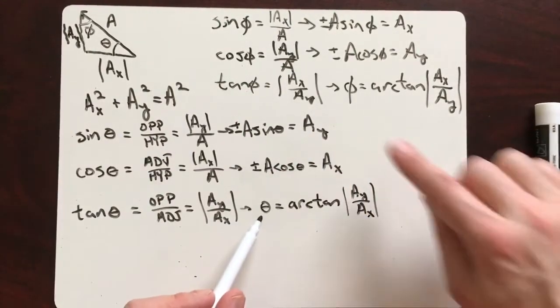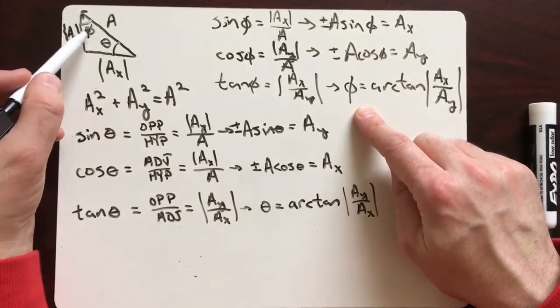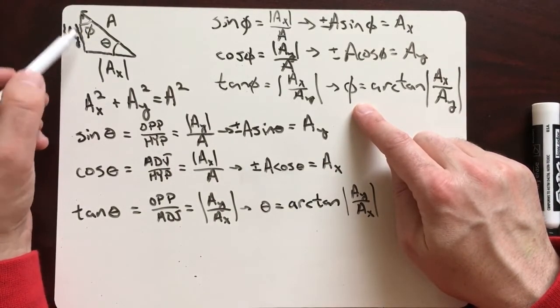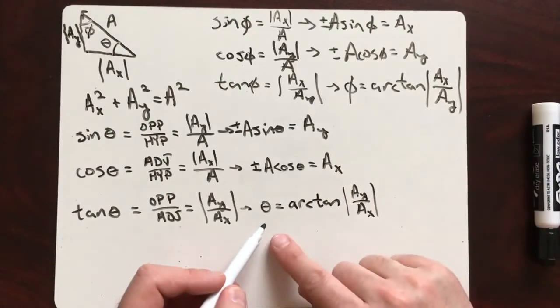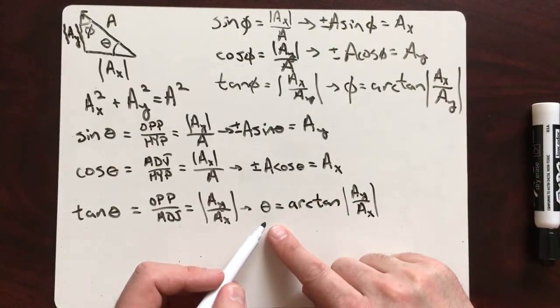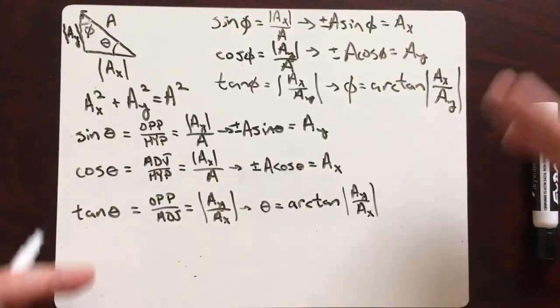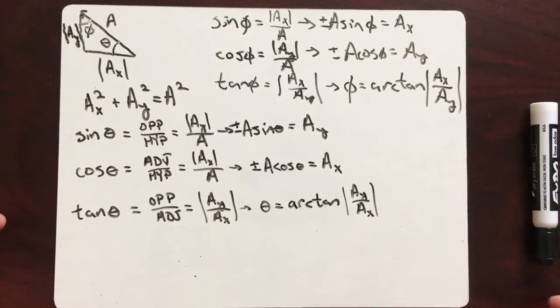For the angle here, this one, phi, that's going to tell us the angle relative to the vertical. It's going to be an angle between 0 and 90. Theta, this is going to tell us the angle relative to the horizontal. And it's going to be an angle between 0 and 90. That's all there is for these relationships. You should check out the other video to see how to add two vectors.